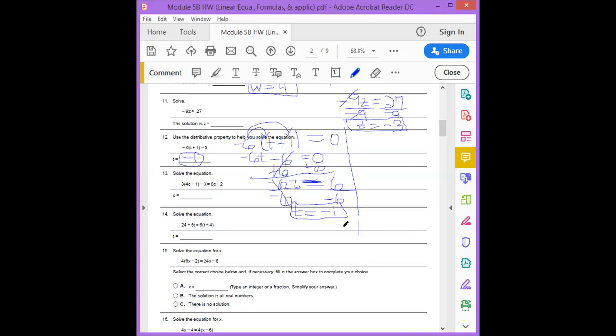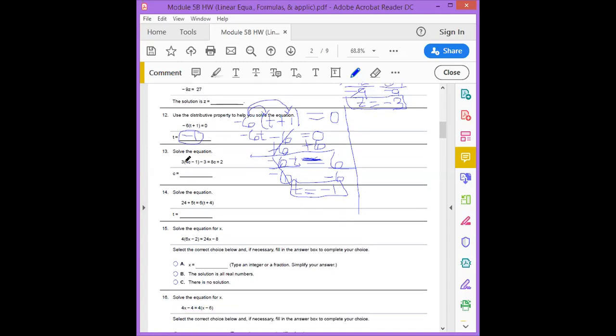All right, we're running low on space here. Number 13, right here we've got to distribute. So we're distributing 3 times both the terms inside the parentheses. 3 times 4c is 12c. 3 times -1 is -3. And now, after the end of the parentheses, there's another -3. We need to copy that out. So -3 here.